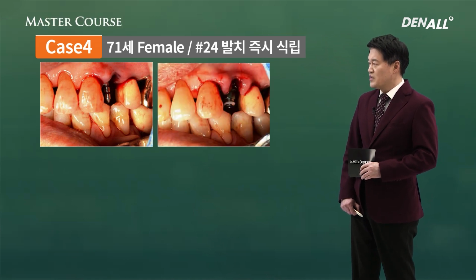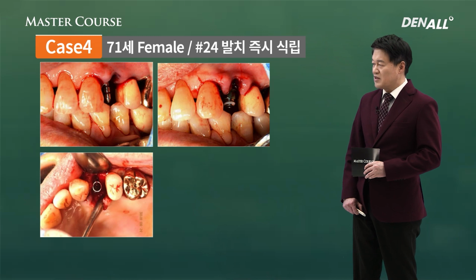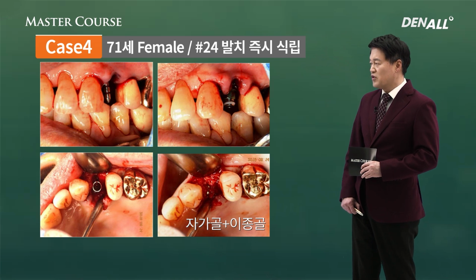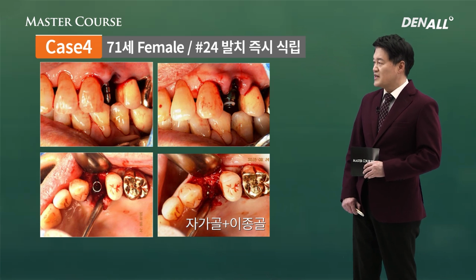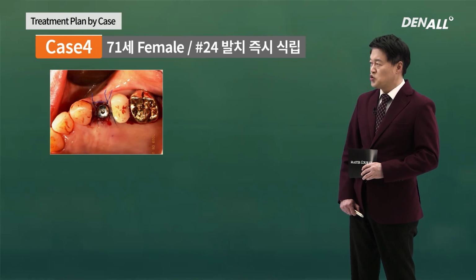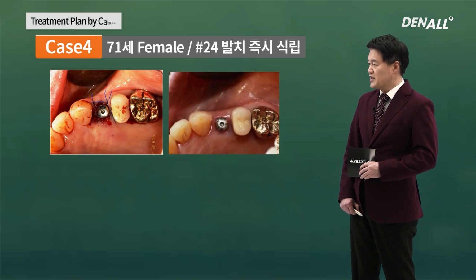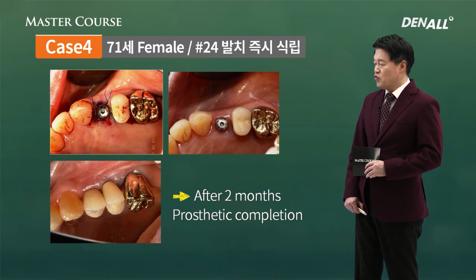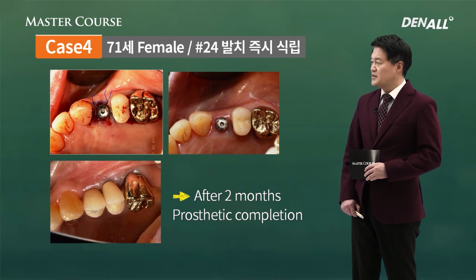and I placed the fixture with the mount on. I removed the mount, and you can see the gap. I used autograft and allograft to do GBR. Immediately, appropriate initial stability was achieved, healing abutment was connected, and suture was done. This is before taking impression. After 2 months, prosthesis was completed.